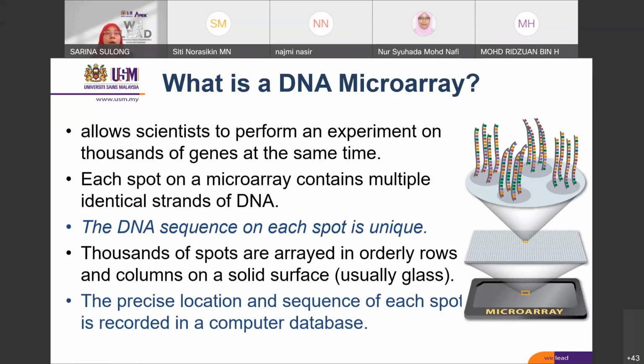Okay, so what is a DNA microarray? A DNA microarray allows scientists to perform an experiment on thousands of genes at the same time. Each spot on a DNA microarray contains multiple identical strands of DNA, and the DNA sequence in each spot is unique. So that means each spot can represent the markers that you want to study. Thousands of spots are arrayed in orderly rows and columns on a solid surface, usually glass, depending on the manufacturer. The precise location and sequence of each spot is recorded in a computer database. And of course, after that, you have to do data analysis.